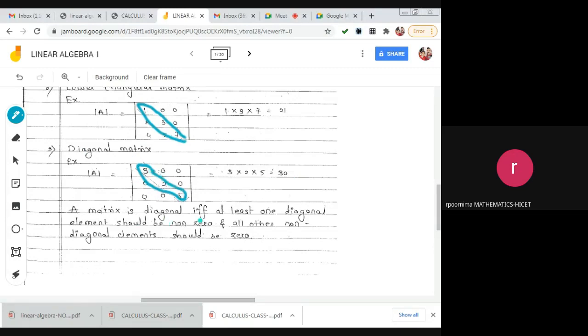So a matrix is diagonal if and only if at least one diagonal element is non-zero and all the non-diagonal elements are zero. That is called the diagonal matrix.